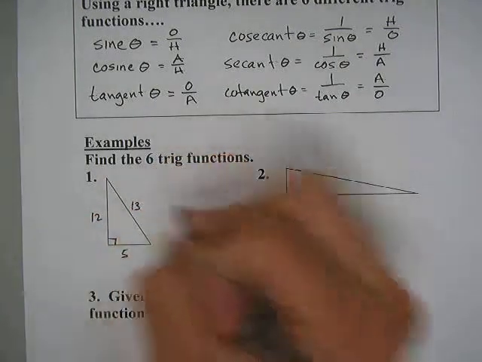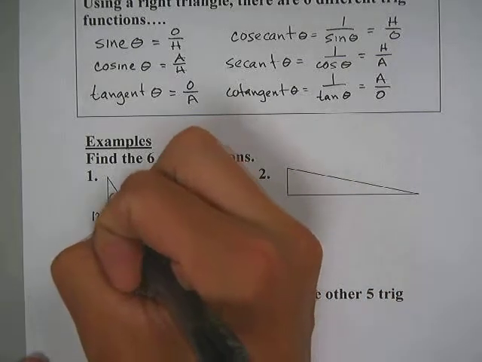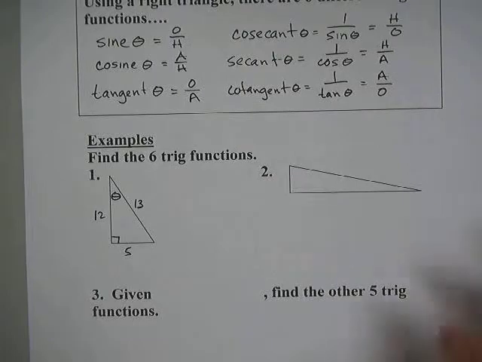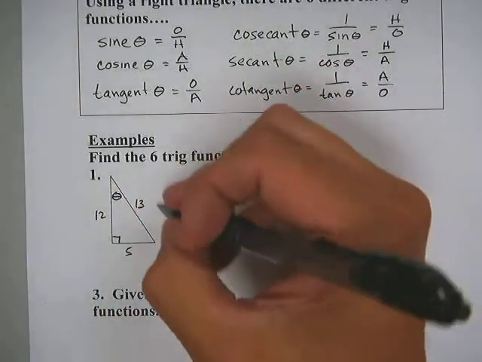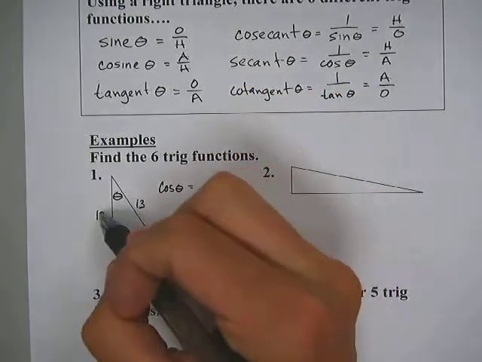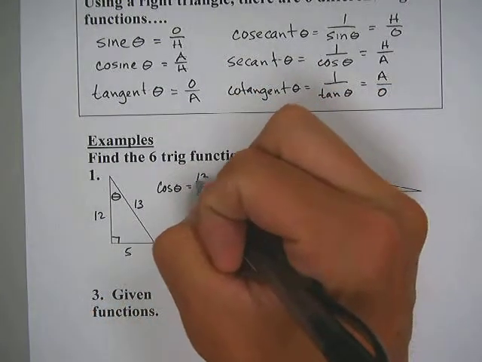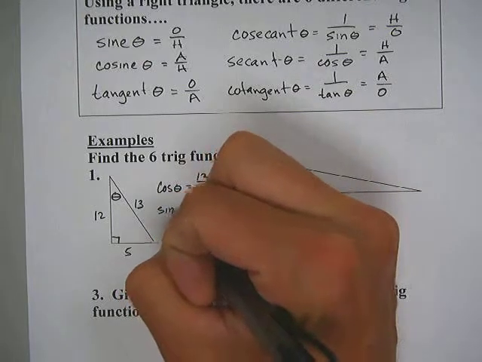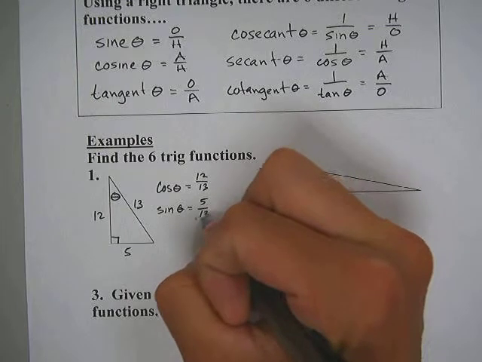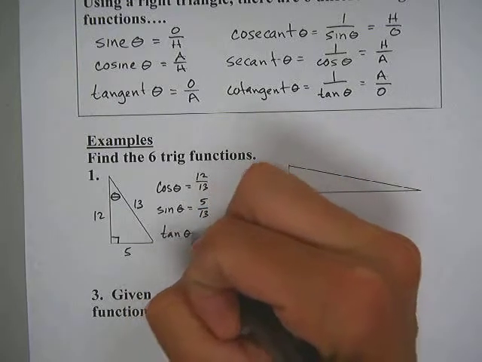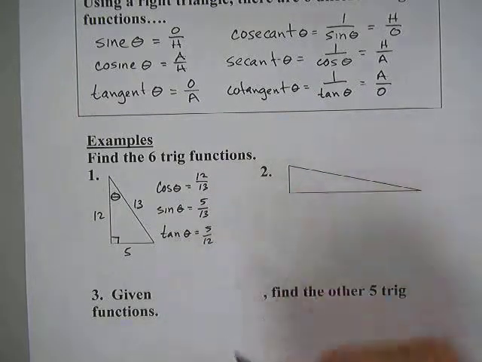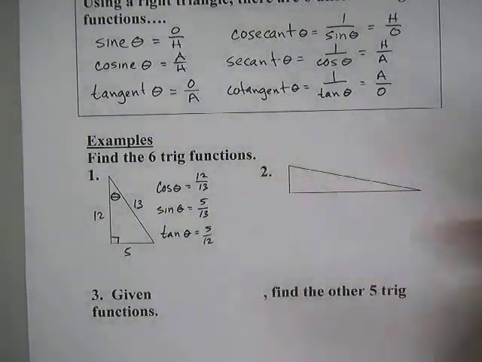Let's say I have a right triangle, and the sides are 5, 12, and 13. We'll call this angle theta. If I want to know the 6 trig functions of that angle, I could say, cosine of theta is adjacent over hypotenuse, 12 over 13. I could say sine of theta equals opposite over hypotenuse. Tangent of theta, opposite over adjacent.